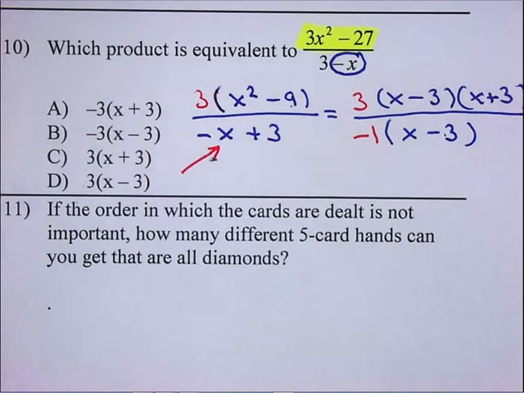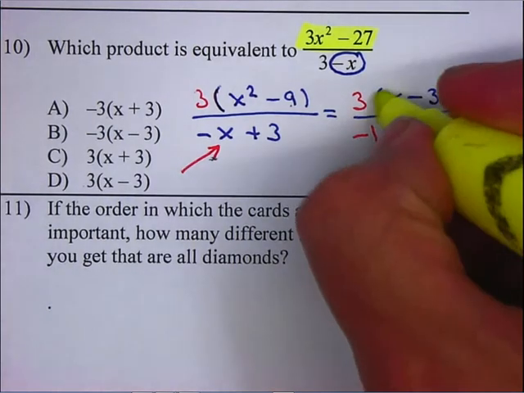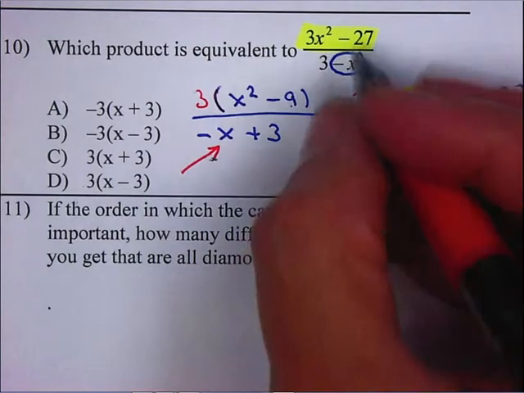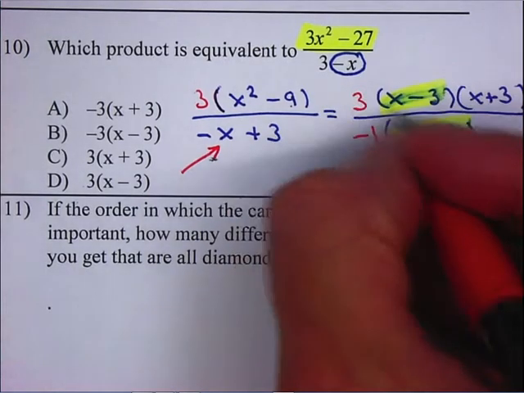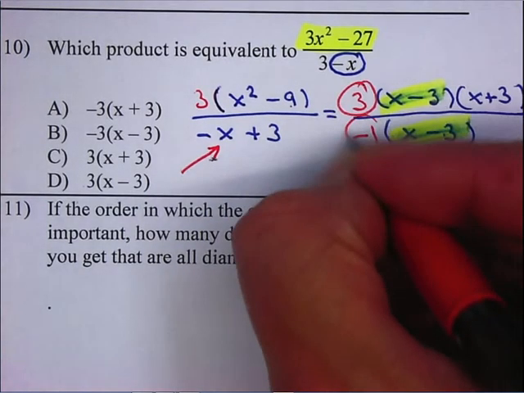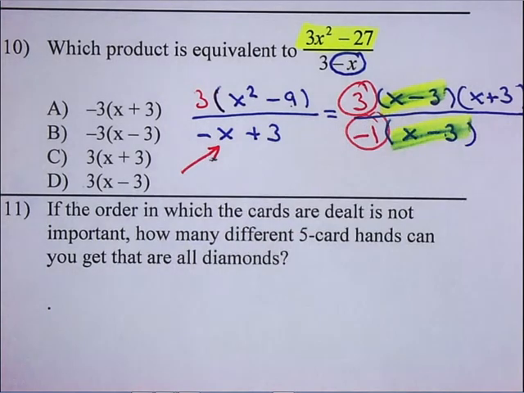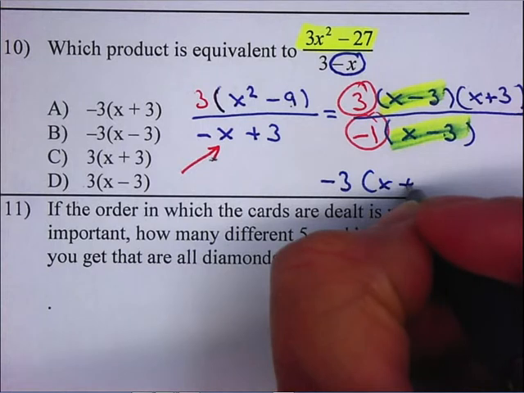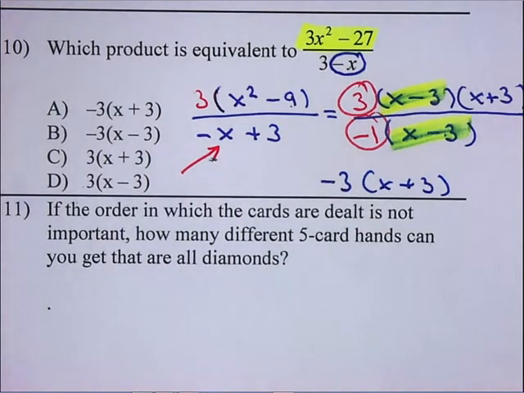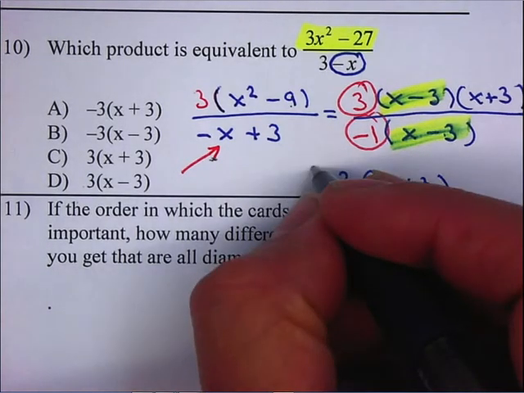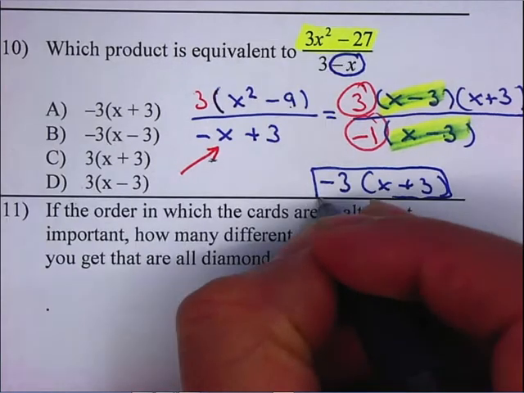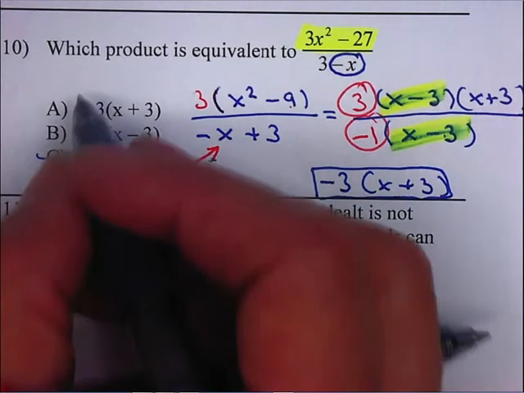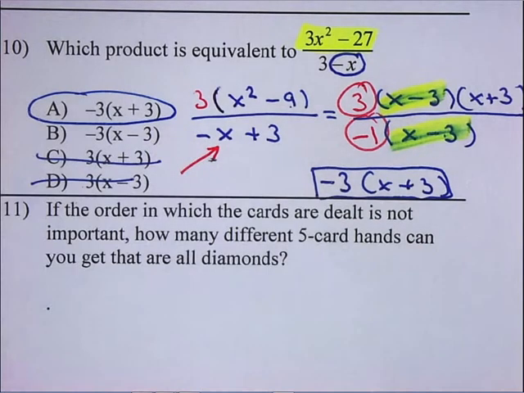And now I can see what cancels. Let's see what cancels. We have the x minus 3 cancels. So therefore, nothing else factored. Now we have a 3 divided by negative 1 gives me a negative 3. And my x plus 3. So therefore, my answer is negative 3 times x plus 3, which is letter negative 3 at the first, so it'll be letter A.